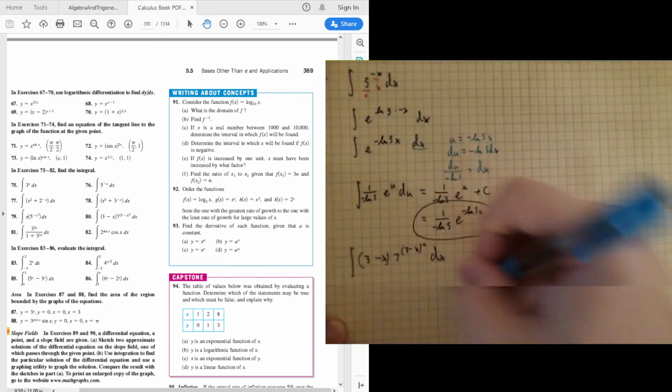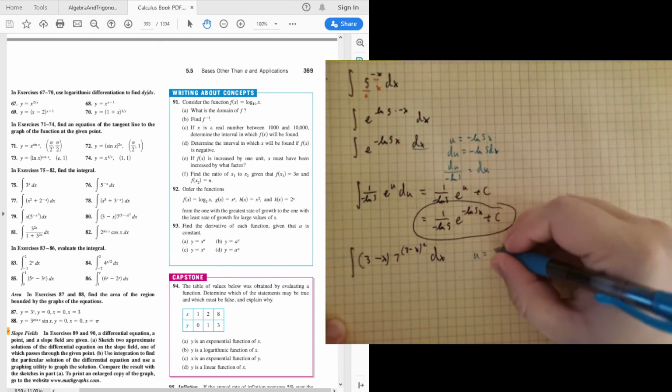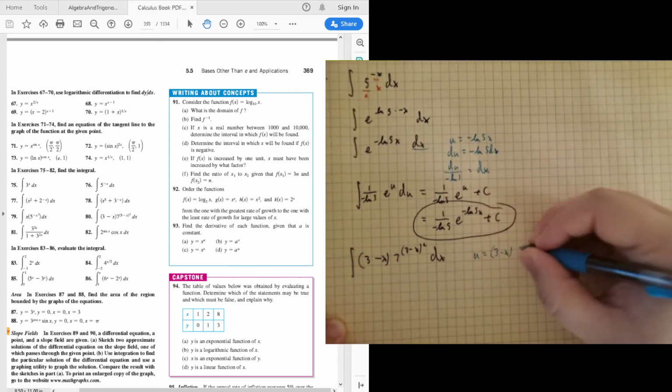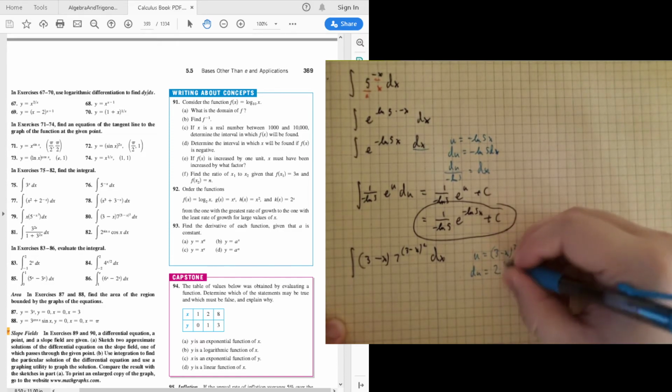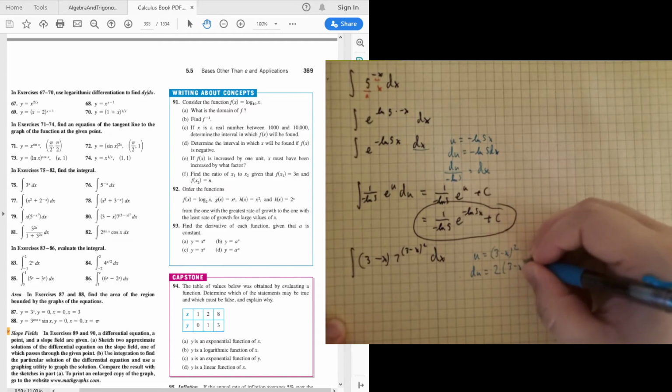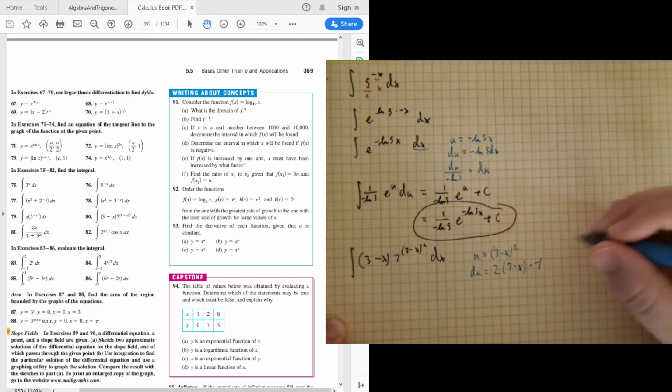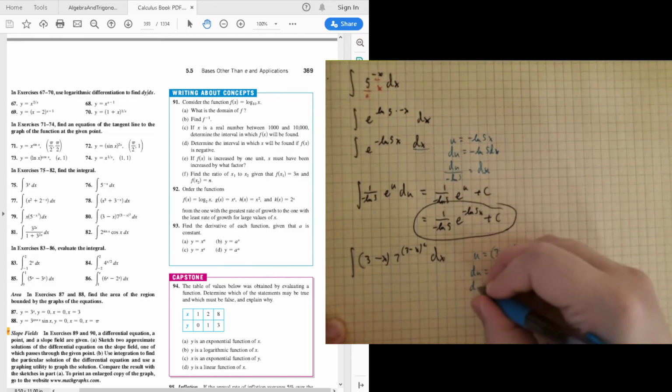I'm going to do a u substitution where u is equal to 3 minus x squared. That means my du would equal 2 times 3 minus x times negative 1. Don't forget to take the derivative of the inside. So this would become dx.